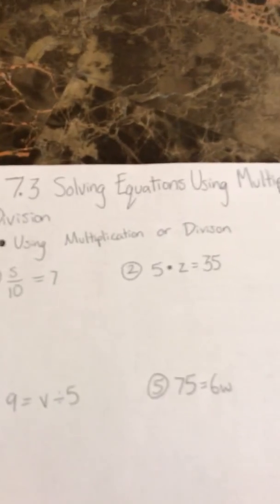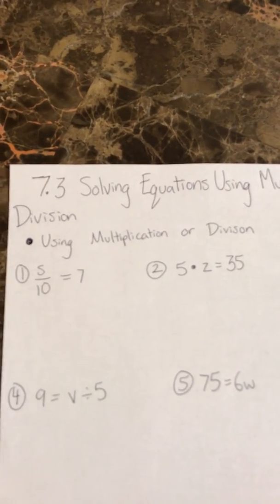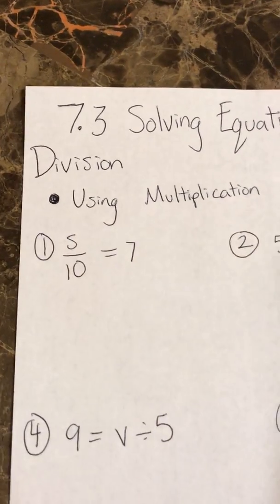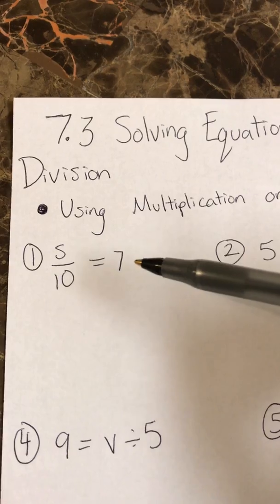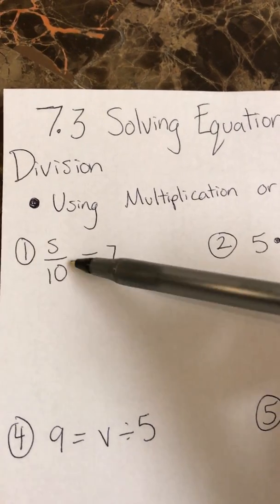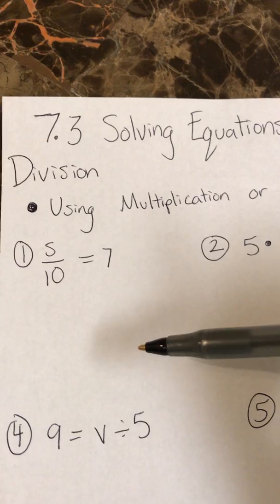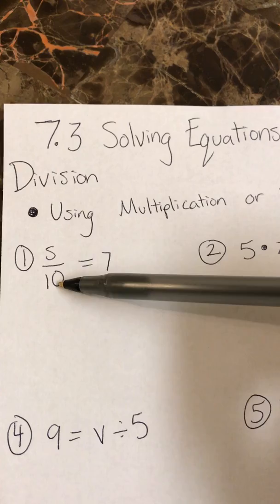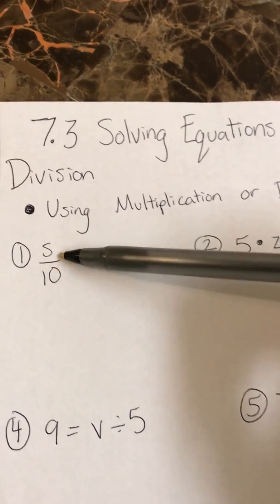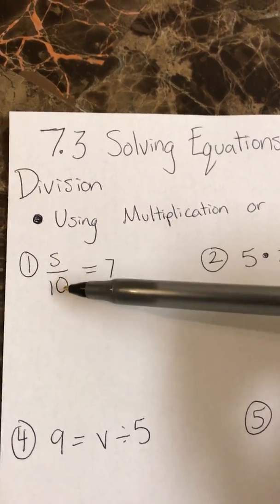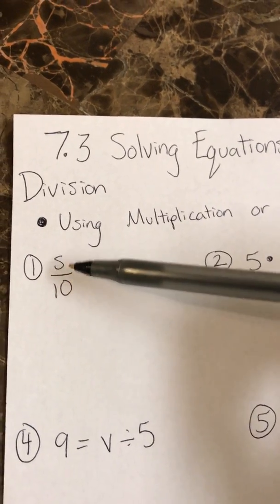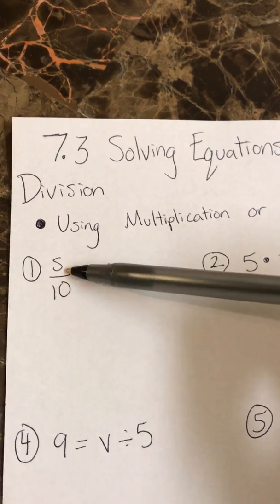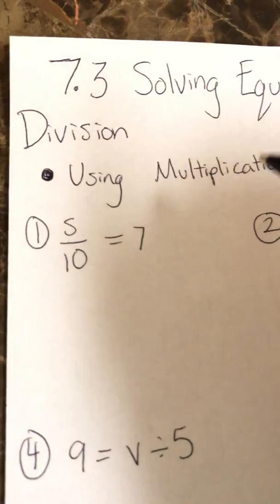On each problem we do today, you're going to have to figure out: are you doing multiplication or division with it? So in number 1, we have s over 10 equals 7. We need to get s by itself. In order to get s by itself, we've got to cancel out this 10. To cancel out the 10, we have to do the opposite of what's happening right here. Does that mean it's division right now, or multiplication? Whenever you see this fraction sign, it automatically means division. So to get the s by itself, we have to do multiplication, which is the opposite of it.